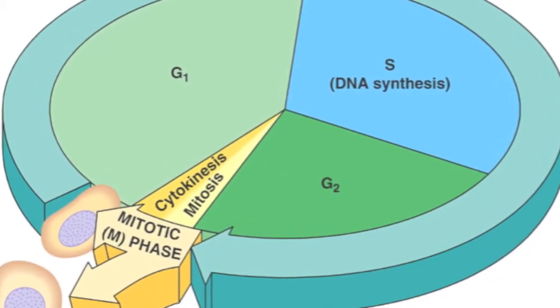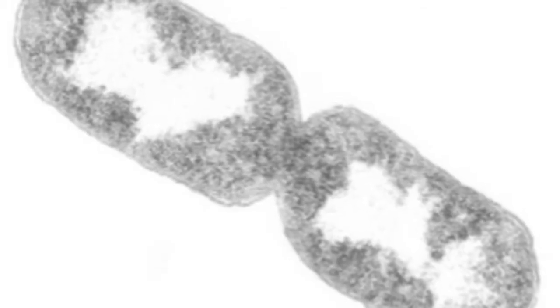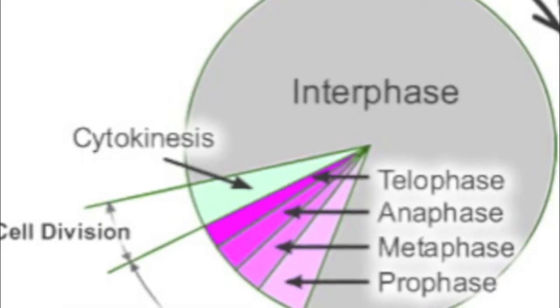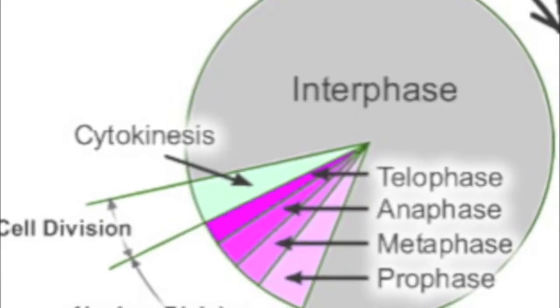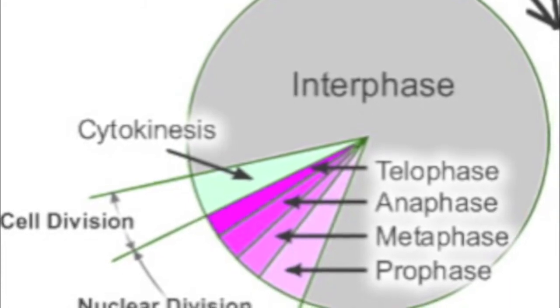Division of one cell to two differs between prokaryotic and eukaryotic cells. Shown here is binary fission, the process by which prokaryotic cells asexually divide. Eukaryotic cells first undergo interphase and then mitosis. Approximately 70% of the time a eukaryotic cell is undergoing a mitotic division, it is spent in interphase.